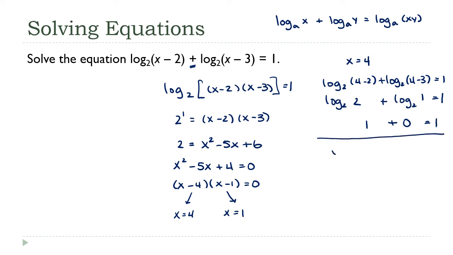How about x equals 1? Well, if I put that in there, I get log base 2 of (1 minus 2), and I'm actually going to stop right there. There's no need to go any further. 1 minus 2 is negative 1. And I know I can't take the logarithm of a negative number. So this is exactly the case I was warning you about. This is how it's going to look when you get what's called an extraneous solution. So I have to throw this answer out. And my only solution here is x equals 4.